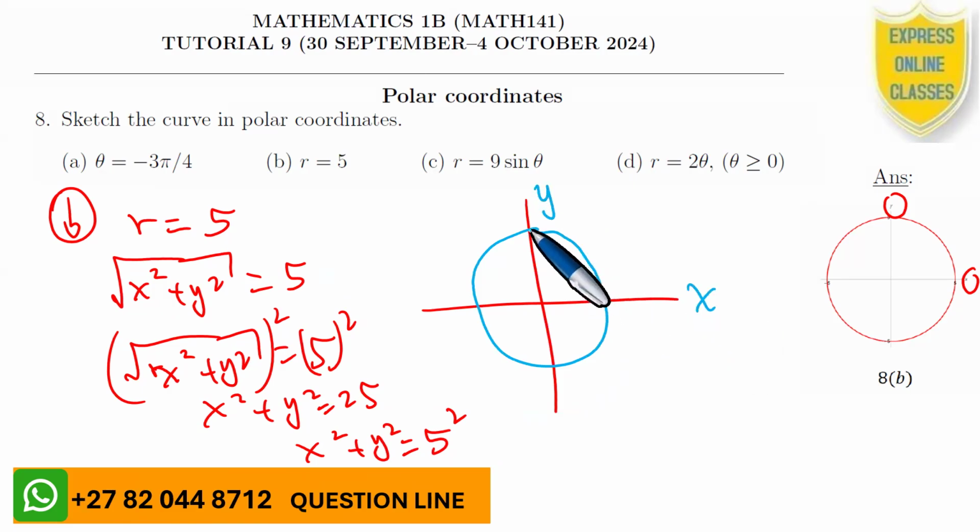So you have y and then x, like this. So this is a circle centered at the origin of radius 5 units. Like that. So we continue.